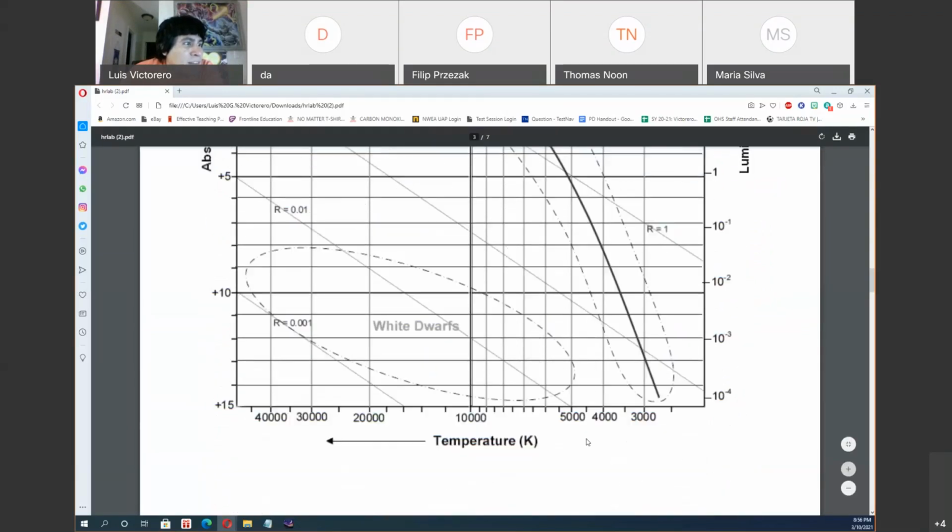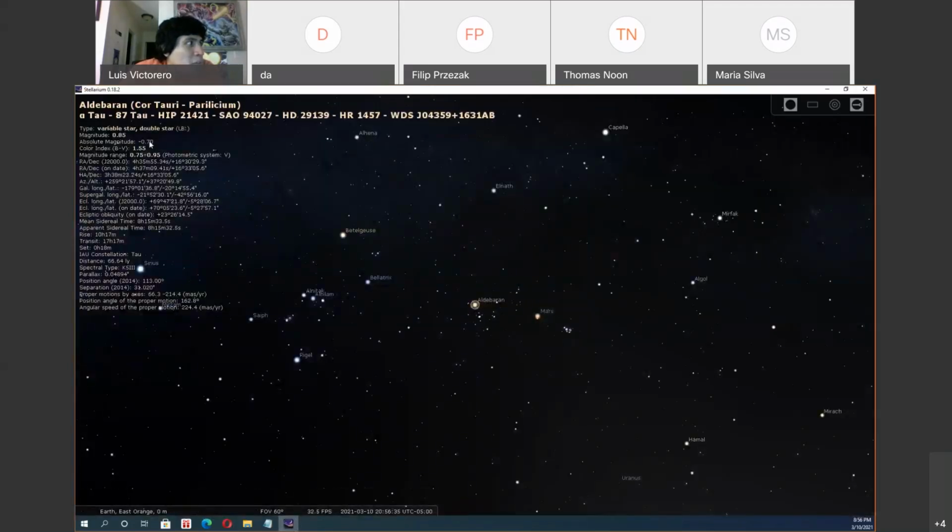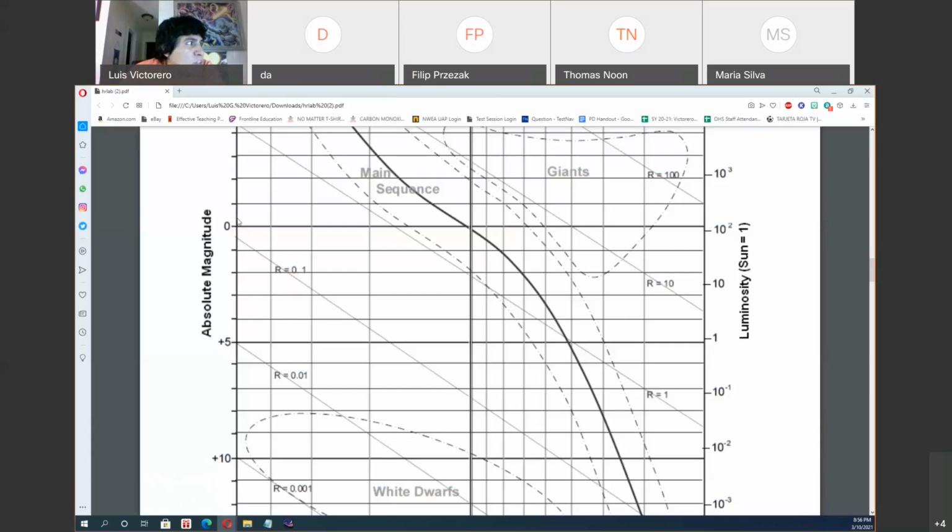So Aldebaran will be around 4,000, we said, right? So all this line, and it should be a giant star. It should be around here. Let's take a look at the absolute magnitude. So you see, I use both. Minus 0.7 should be around here. Oh, there you are. Here is Aldebaran. It's a giant star.